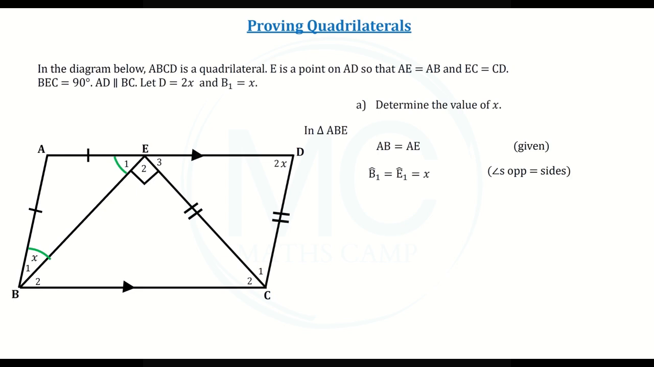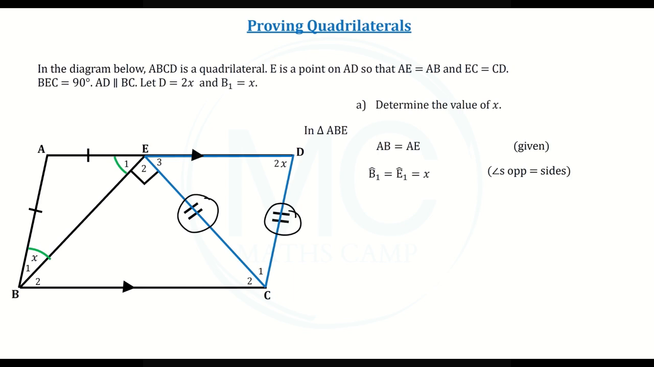Remember that a question will not give you information just for the sake of it. We can use every detail to help us find our answer. So what else do we know? The question tells us that angle D is equal to 2x, and we can see this in our diagram up here. Angle D sits in triangle CDE, so let's make it blue. We can see that this is also an isosceles triangle because EC is the same length as CD.